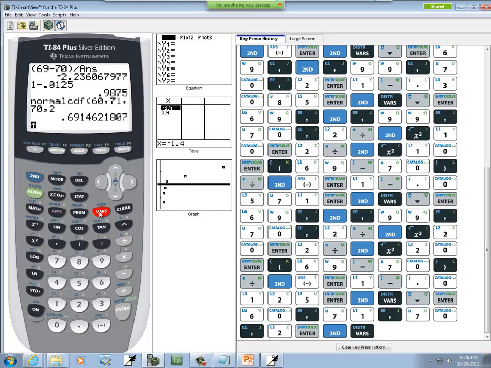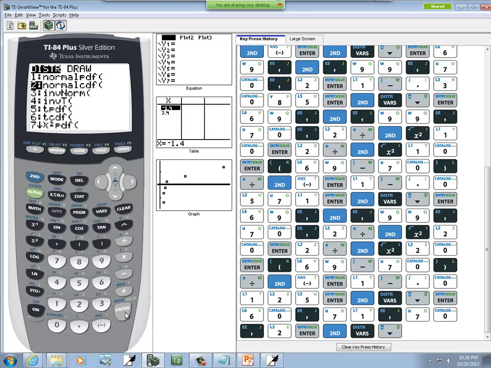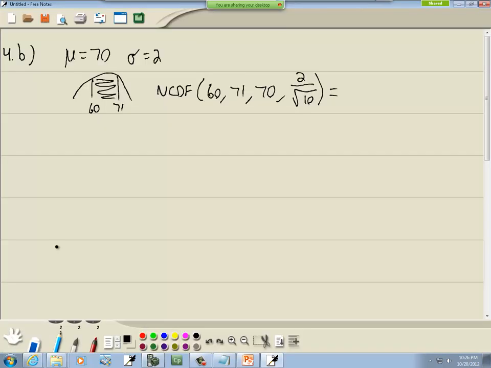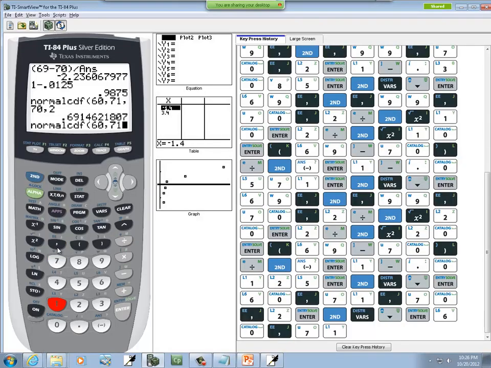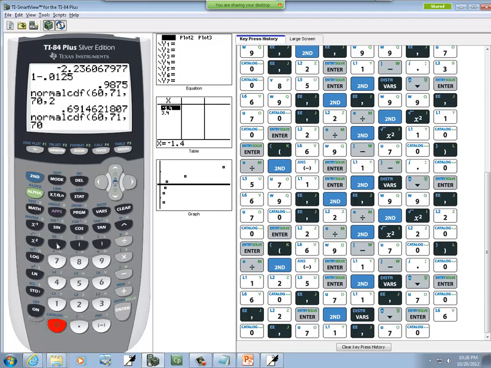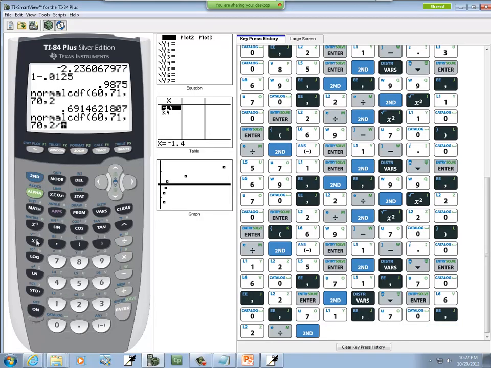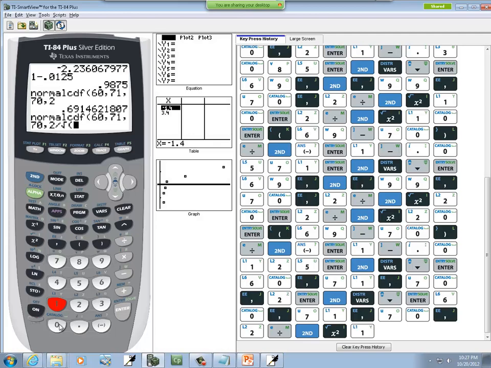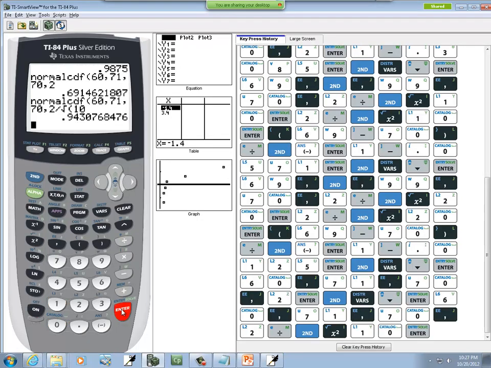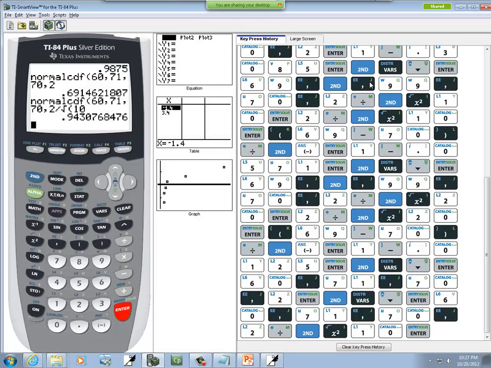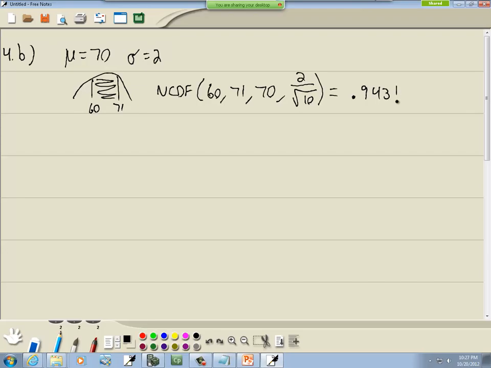So do second vars, normal CDF, 60, comma, 71, comma, 70, comma, 2 divided by square root, so second x squared, of 10. Enter. And I'll take it to 4 decimal places, so we got 0.9431. And that's the calculator.